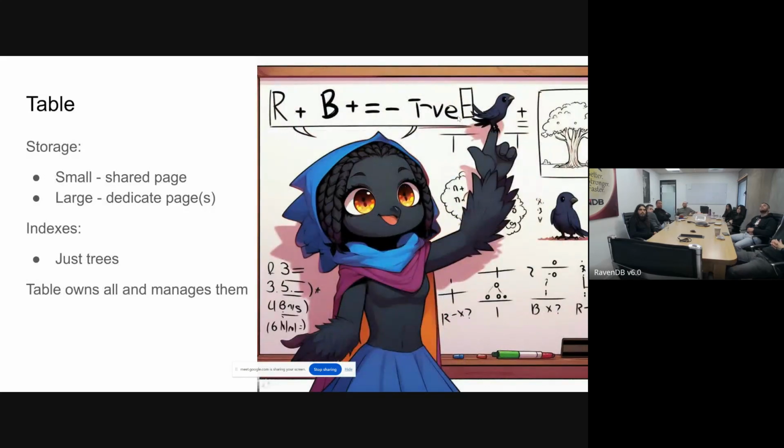Okay. Voron has this notion of tables. What is a table? It's just a location of pages on the disk where we can store some data and associated indexes with this data, which is just a bunch of trees that we use to record and iterate over the data. The idea here is that the table owns and manages everything around that.